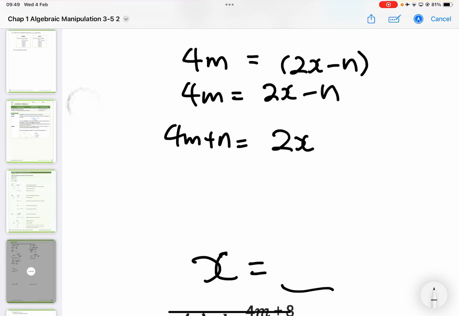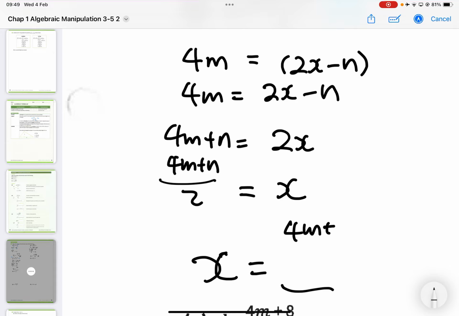I don't want 2x. I want 1x. So from 2x to become 1x, I divide by 2. When I divide the right hand side by 2, I also divide the left hand side by 2. So this is my answer. Just so if you go to the other side, then you change sign. If it's minus, it becomes plus. If it's plus, it goes to the other side, it becomes minus.